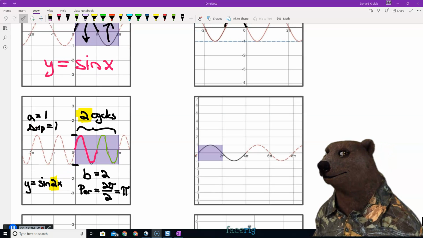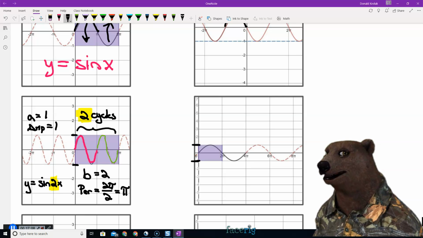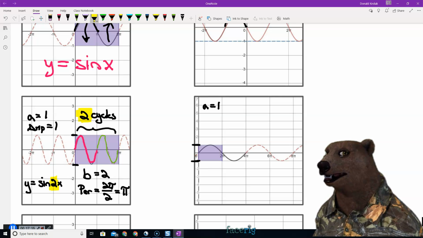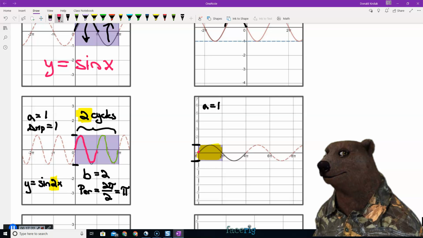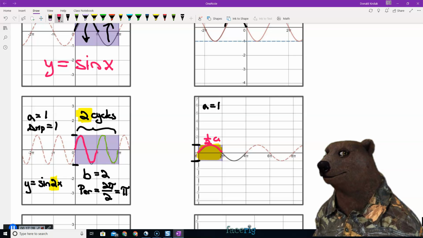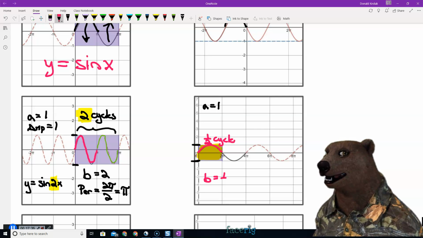Now our amplitude here is 1. It's going up first, so we know A is positive. When we look at the space between 0 and 2 pi, I don't see a full cycle. I only see half of a cycle. So that tells me my B value is now 1/2.